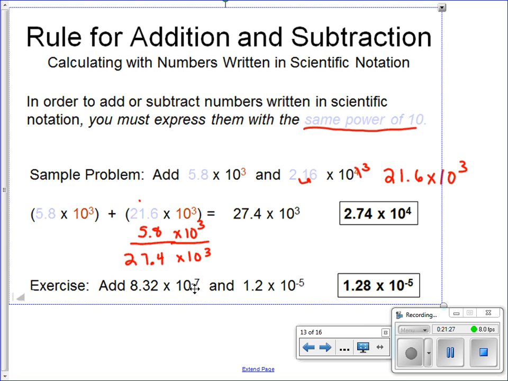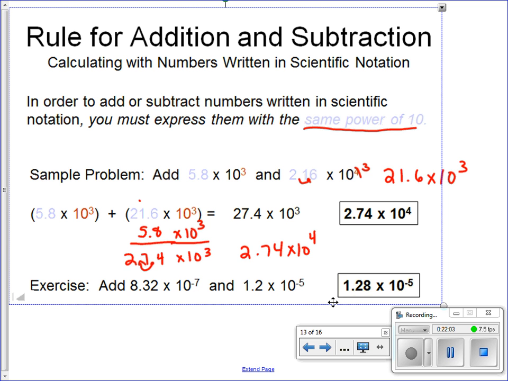Now, is that number expressed correctly in scientific notation? Nope. Got to move the decimal back over. 2.74 times 10 to the fourth. Okay, so you can see that there's some added work there. In most cases, you can use your calculator, and so I wouldn't spend a whole lot of time agonizing over doing this by hand, but I do want you to understand that they do have to have the same power of 10 in order to add them. Okay, I want you to try this one by yourself, and then see if you get this. You can use your calculator for it.